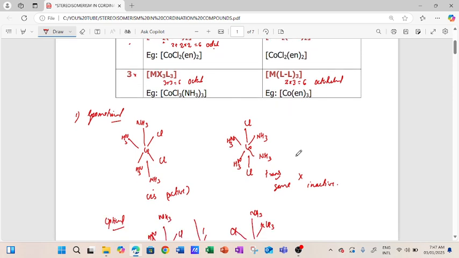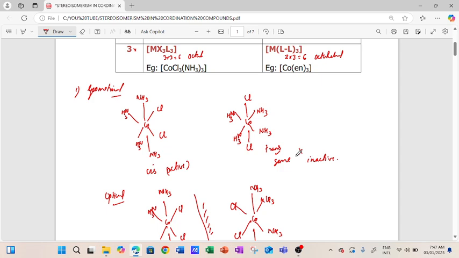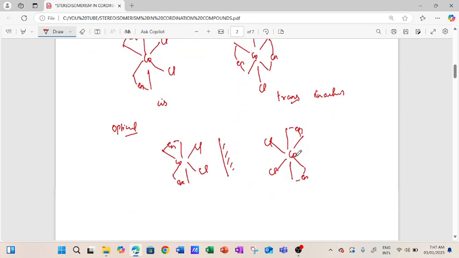Now the last type. For the last type, geometrical and optical are different. First I'll take MX3L3, which comes under geometrical. So number 3, geometrical. MX3L3, for example, CoCl3(NH3)3. This is a special type.